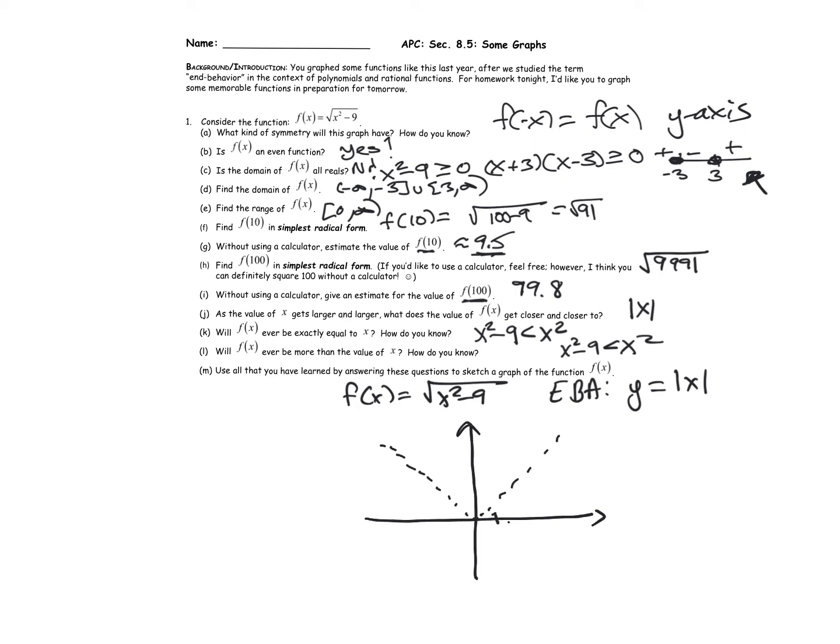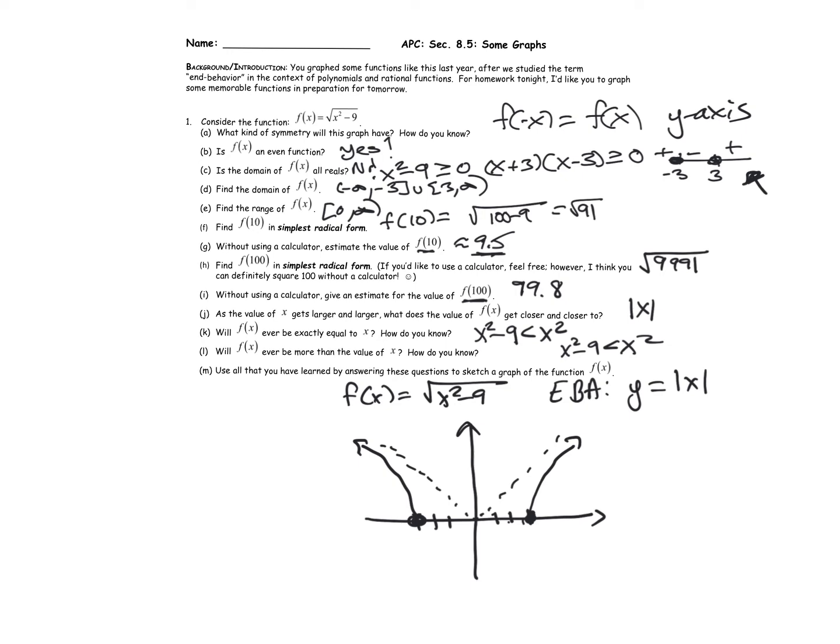So those happen to be our x-intercepts. So I've got 3 and negative 3. And as x gets bigger, both positively and negatively, the graph should be going towards that EBA. So we've got a graph that looks like that. So again, the EBA really helps to guide that graph. All right, let's do another here.